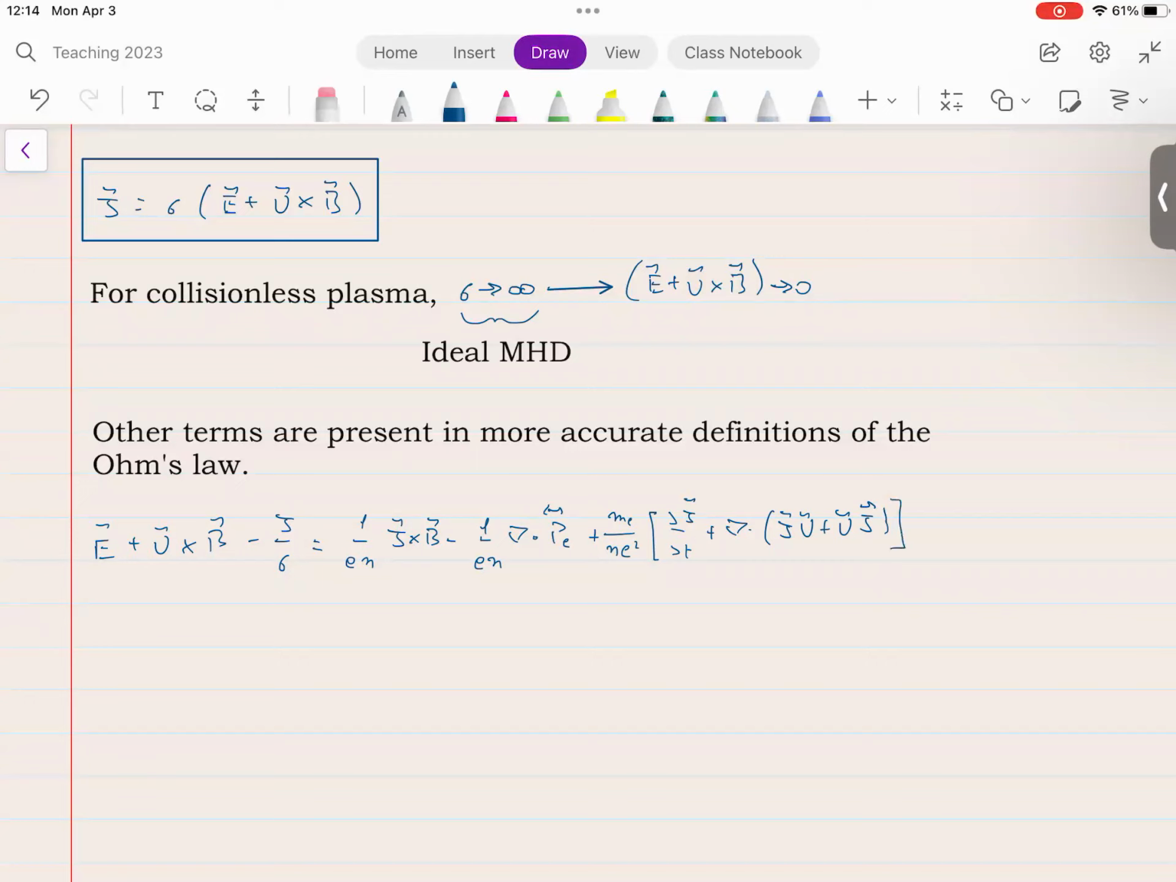I should also mention that in general, there will be a term involving the ion pressure as well. But that term is going to be smaller than the electron pressure term by a ratio of the masses, and therefore it's never written. I've never seen it written. But depending on what you do, you may have to go that far.